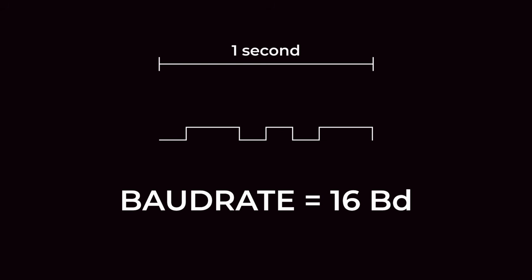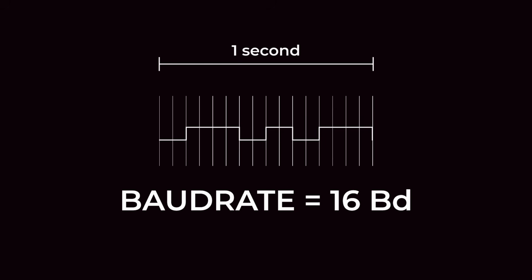Now, if we apply our baud rate of 16 here, we can derive our binary message from this separation. And that is because the whole signal is 1 second long. And with a baud rate of 16, there are 16 data points in a second. And now we are able to translate the whole thing to binary.